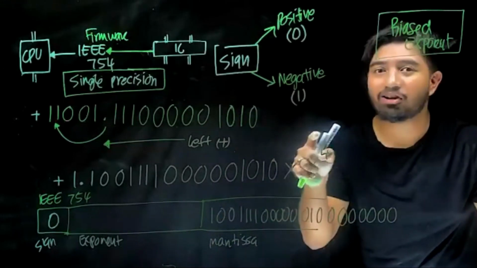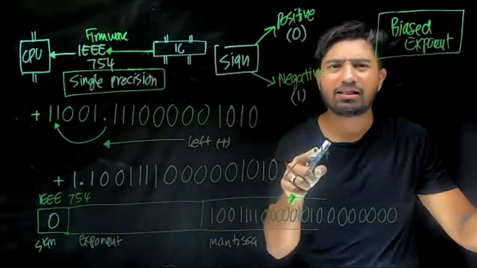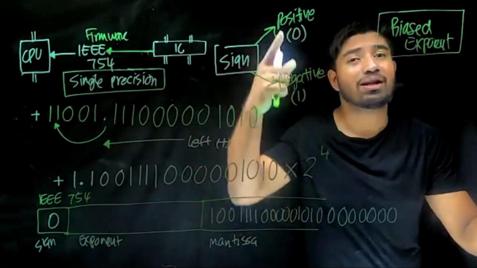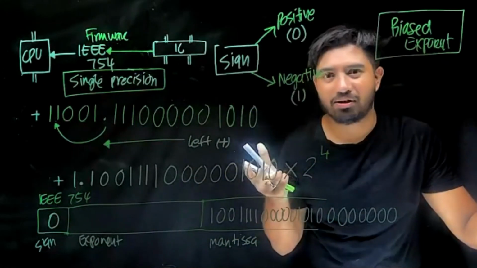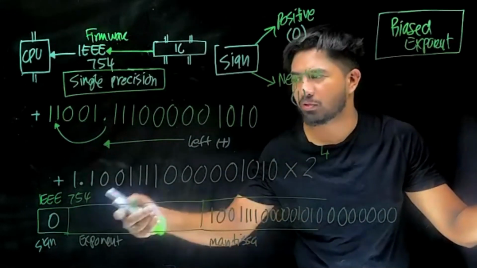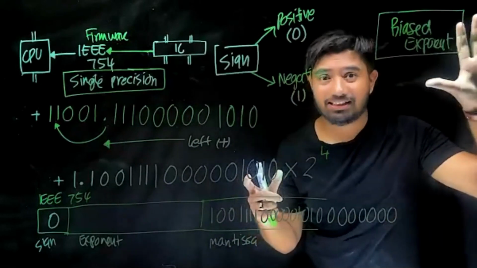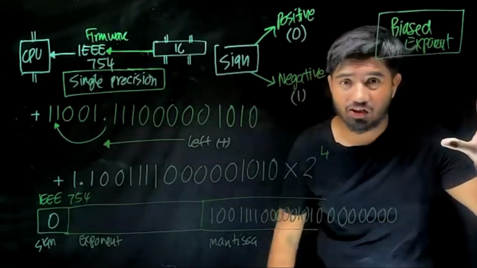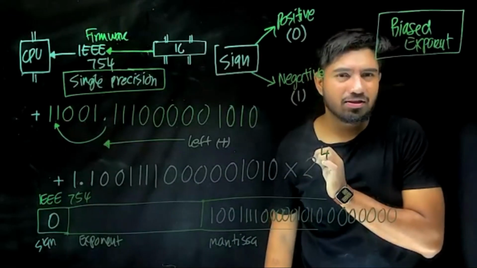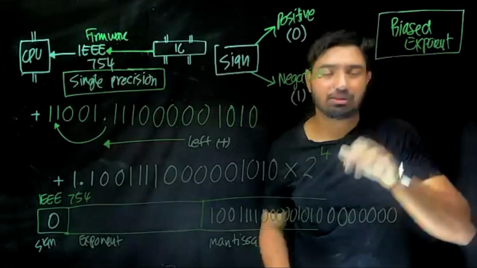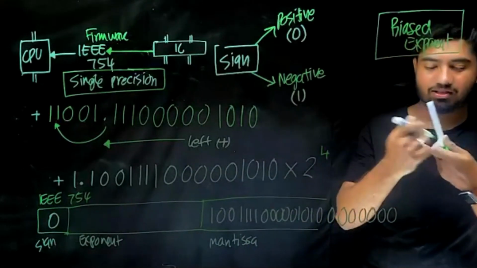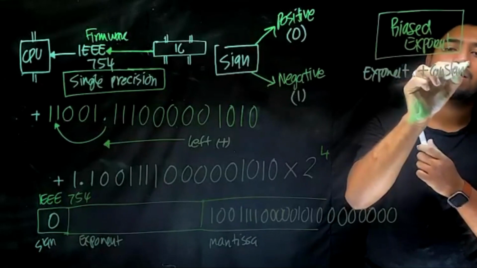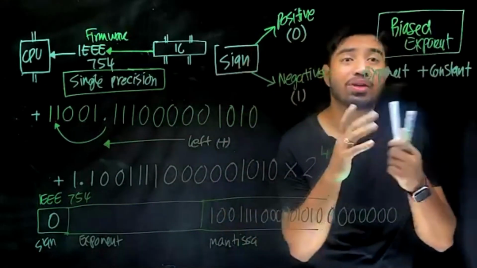Why? Because 4 can be represented easily, but -4 is a problematic situation. Should I use sign magnitude, 2's complement, or 1's complement? We don't know what representation to use for a negative number. So the biased exponent comes in. Your exponent will be added with a constant to eliminate the negative values. Did you get that point?